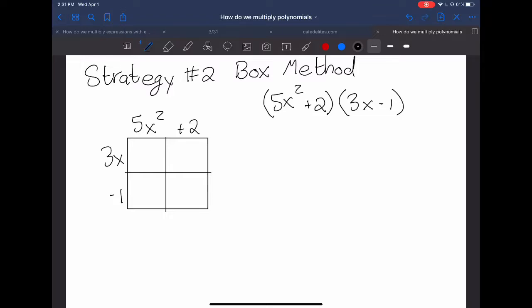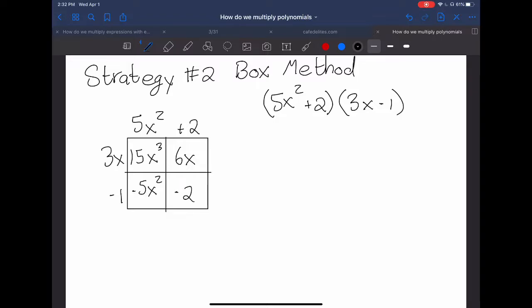So in the first corner box, I'll put 5x squared times 3x, which is 5 times 3 is 15. X squared times x, I'm adding my exponents, is x cubed. 3x times 2 is positive 6x. I'm going to the bottom left now. Negative 1 times 5x squared gives me minus 5x squared. And negative 1 times 2 is minus 2.